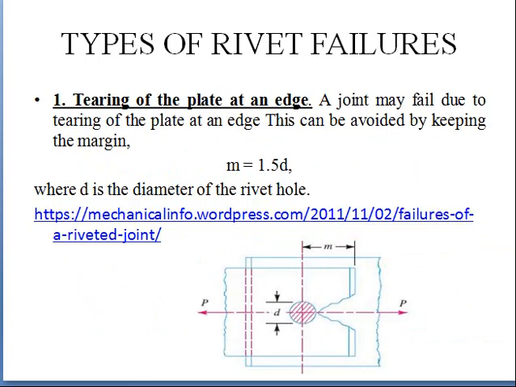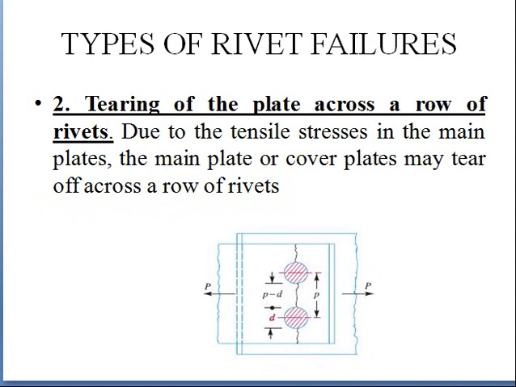Next, tearing of plate at the edges. The joint may fail due to tearing of plate at the edges, and this can be avoided by keeping the margin m equal to 1.5d. As I told you in the previous slide, we have to maintain a proper margin. If not, the rivet will come out. Here d indicates the diameter of the rivet, and the diameter of the rivet will depend upon the thickness of the plate which we are taking.